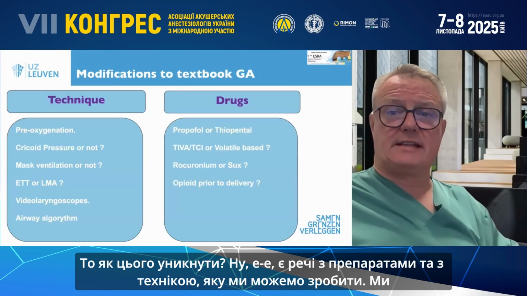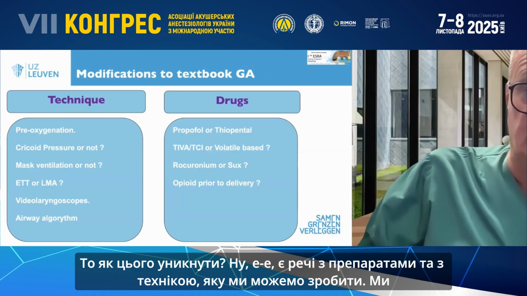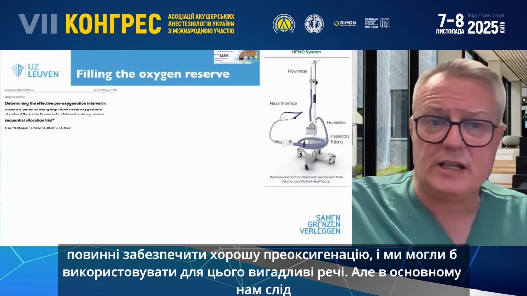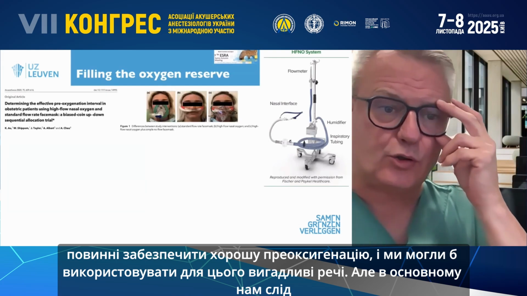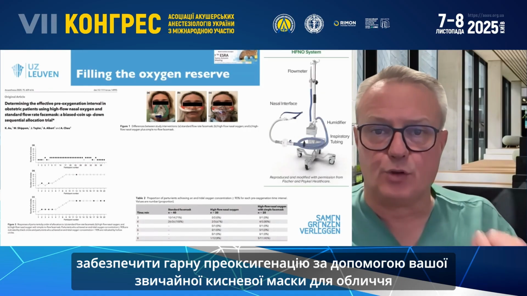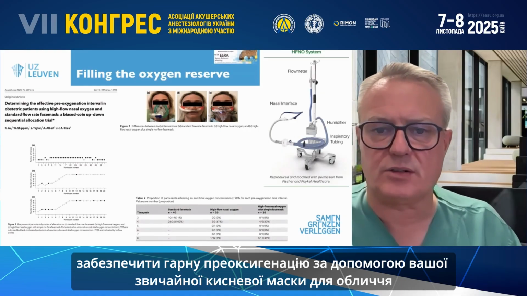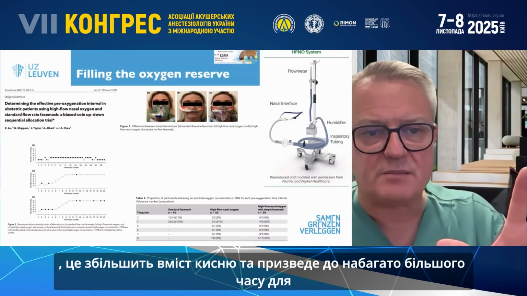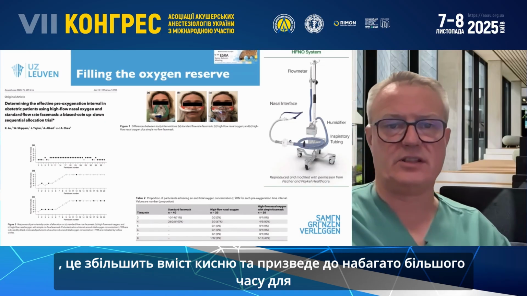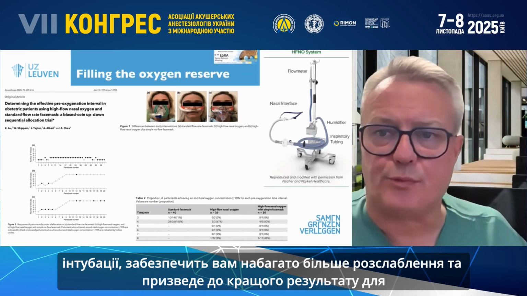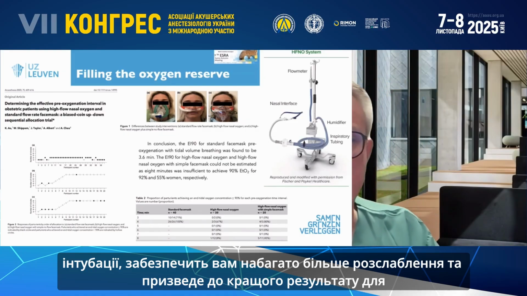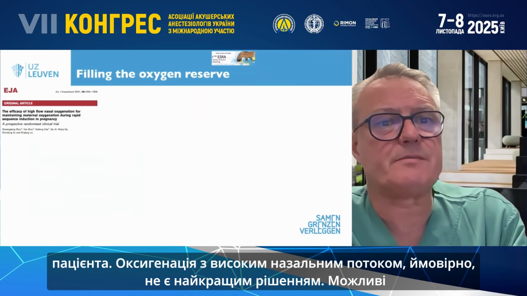So how to avoid this? Well, there are things with drugs and with the technique we can do. We should give good pre-oxygenation, and we could use fancy things for it. But basically what we should be doing is give good pre-oxygenation with your oxygen face mask, your normal face mask. And that will increase your oxygen content and will result in much more time to perform the intubation, give you much more relaxation, and will result in a better outcome for the patient.